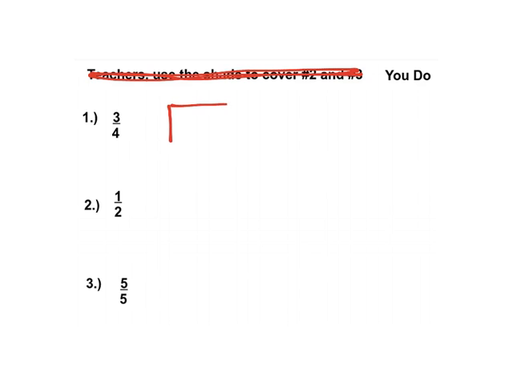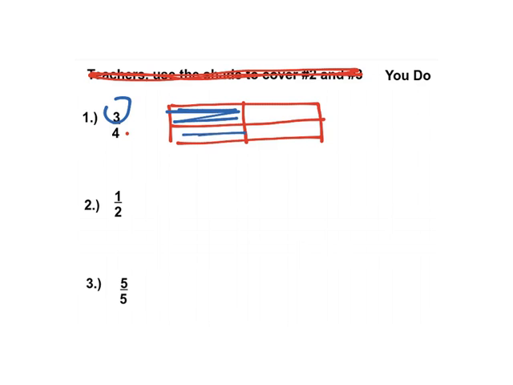Okay. So hopefully on this first one you drew something that had 4 equal shapes, because that's what my denominator tells me. My numerator tells me how many to shade in. 1, 2, and 3. If I look at 1/2, the denominator tells me how many pieces. And my numerator answers my question of how many are shaded. And there's just 1.